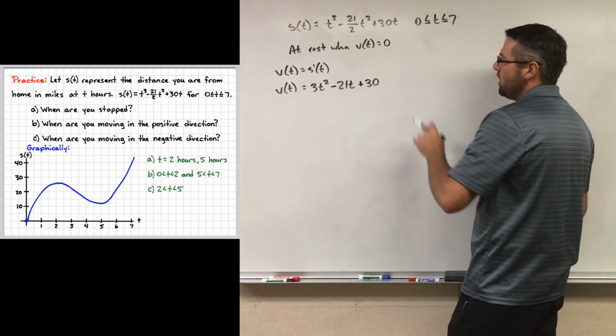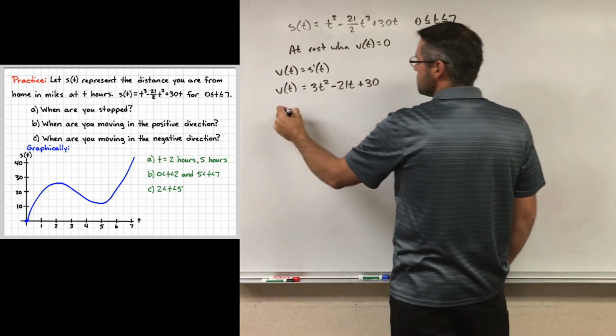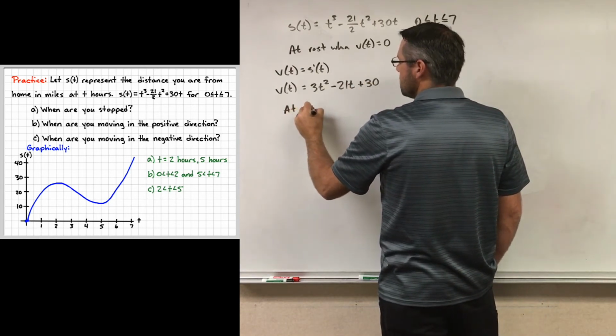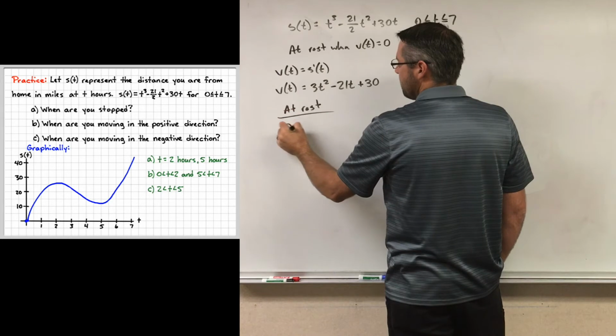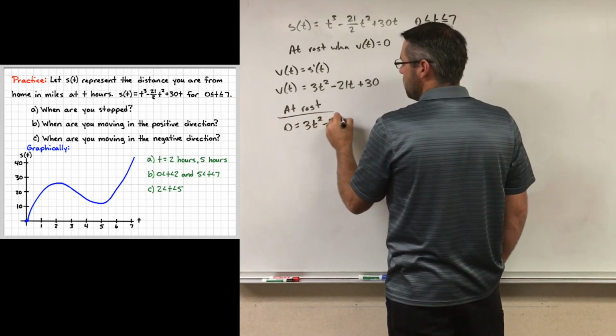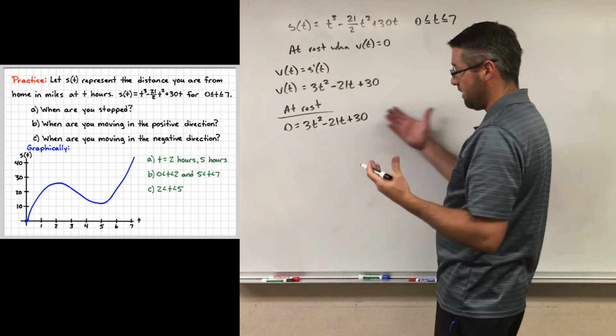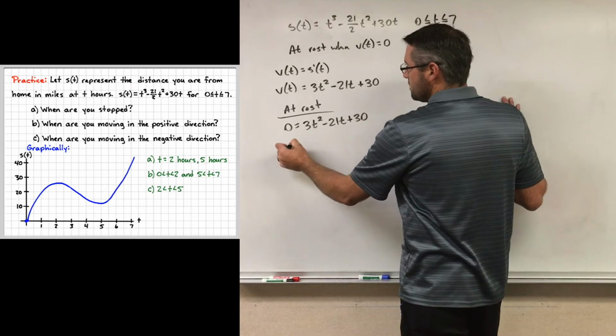First question, when is the particle at rest? The particle is at rest when v of t equals 0. So we're going to say at rest. This is my work for at rest. We'll set velocity equal to 0. So 0 equals 3t squared minus 21t plus 30. And whatever solution we get here is our answer.